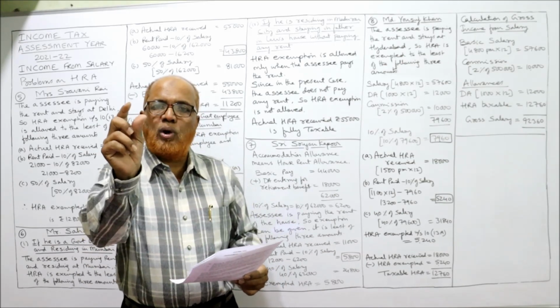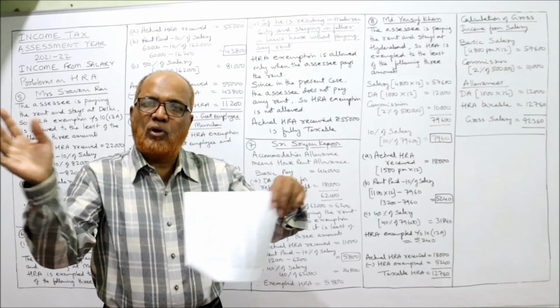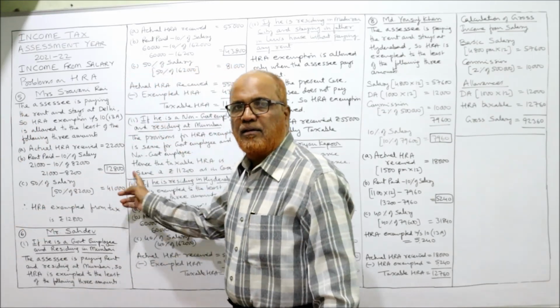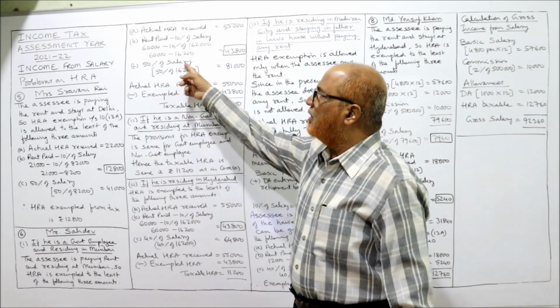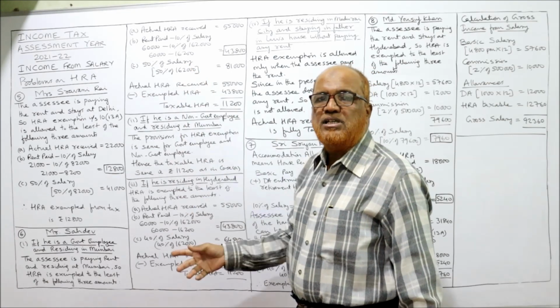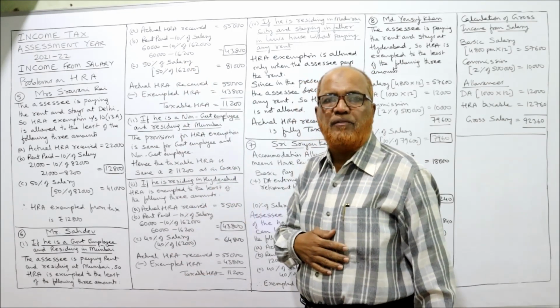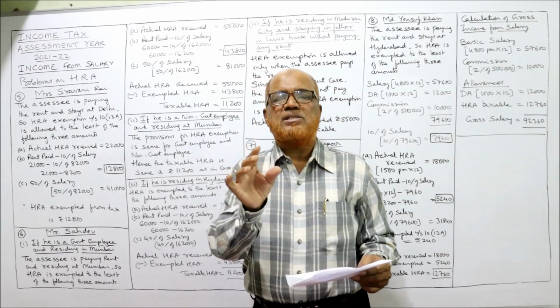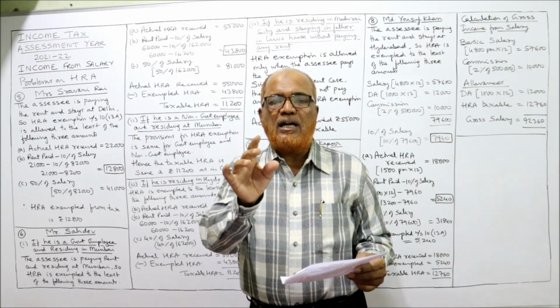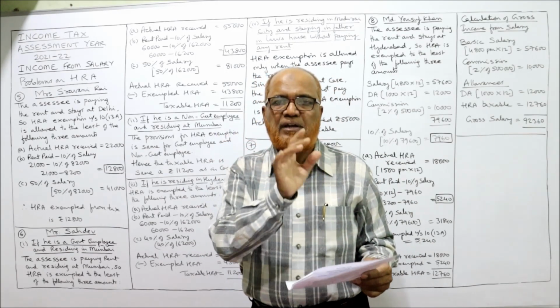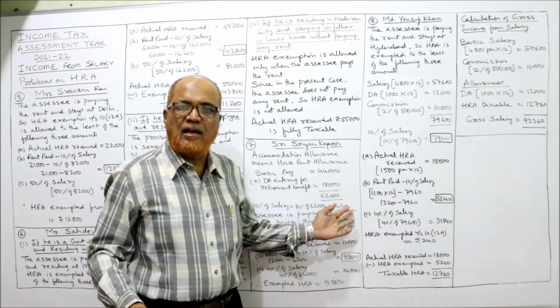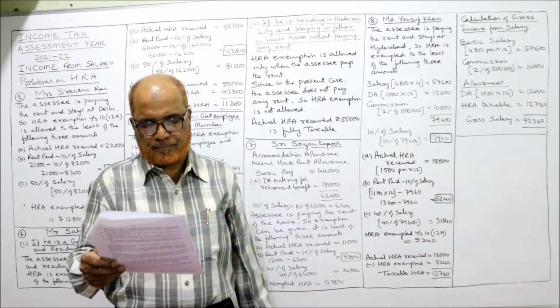In the last two problems only DA was given, so we have not included DA in salary. While calculating salary, we did not include DA because DA was not entering for retirement benefit. But in this problem it is specifically given that DA enters for retirement benefit. So here, while calculating salary, we take DA into account.